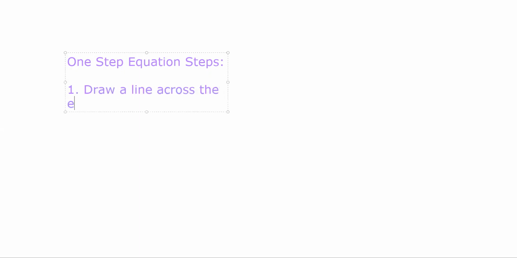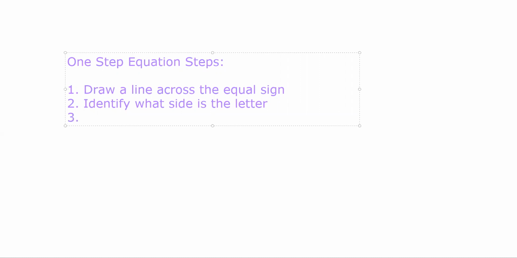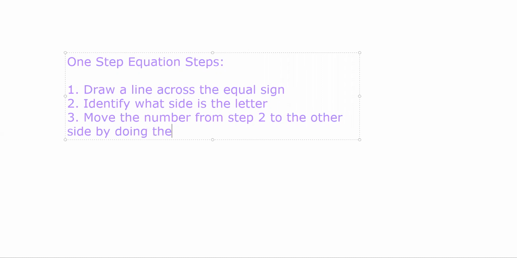We're gonna be going over the steps for the one-step equation. One-step equation steps. The first step, step number one, we are gonna draw a line across the equal sign. Step number two, we're gonna identify what side is the letter. And finally, our step number three, it's gonna be to move the number from step two, basically from the step where the letter is at, to the other side by doing the opposite. By opposite, we mean it's gonna do the opposite of whatever the operation is originally doing. So these are gonna be the steps that we're gonna be taking for the one-step equation.